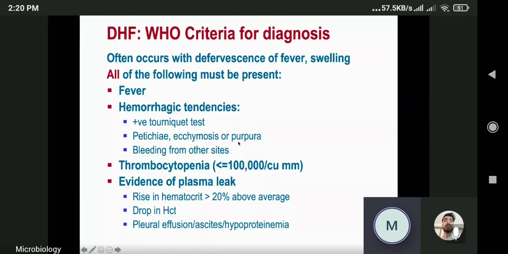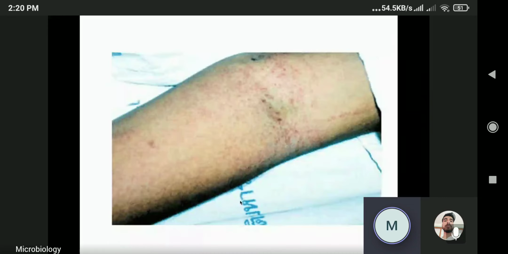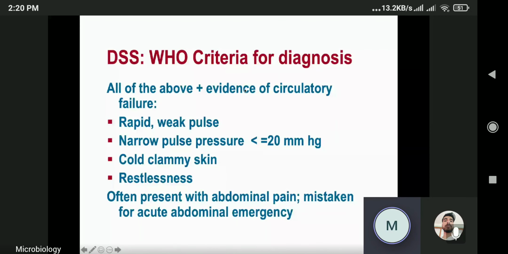Okay, there will be bleeding. Platelet count decreases to less than 1 lakh per cubic mm, and there is evidence of plasma leakage, meaning a rise in hematocrit. Due to the decreased platelet count, there will be rashes, purpura in the skin, right? And that is dengue septic shock, that is, all of the above with evidence of circulatory failure.